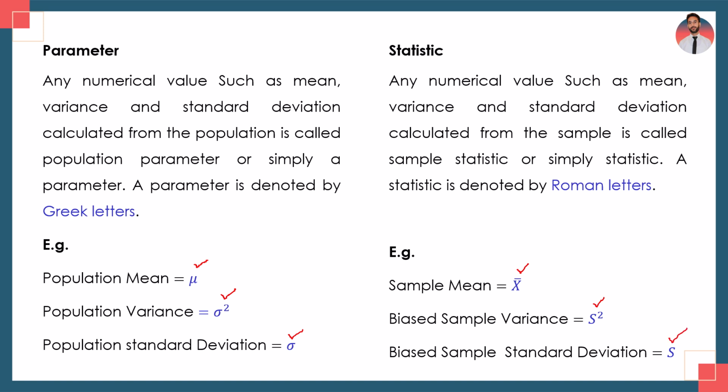So any numerical value which is calculated from sample information is called a statistic. This is the major difference between parameter and statistic. For a parameter we utilize population data, and to calculate a statistic we utilize sample information.